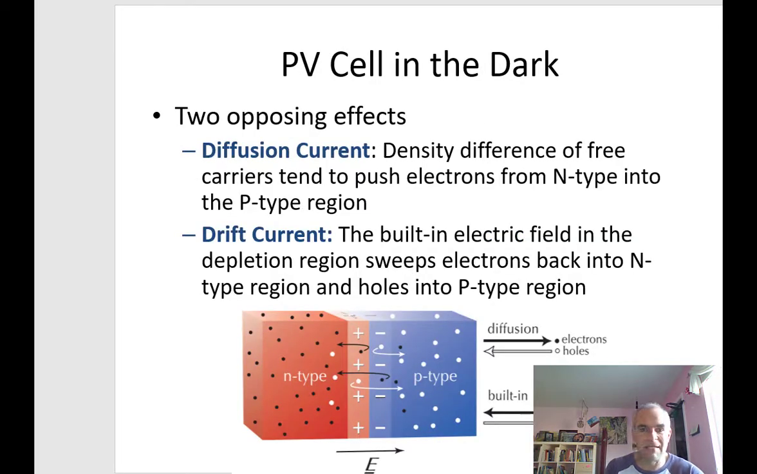So in the dark, again, we said this earlier, the diffusion current and the drift current balance each other out. But then if you shine light on the N-type material, which is this stuff here, you get those extra electrons, which then creates a drift current. It makes the drift current stronger, and you have these electrons that then start flowing out if you have a path for them to follow.